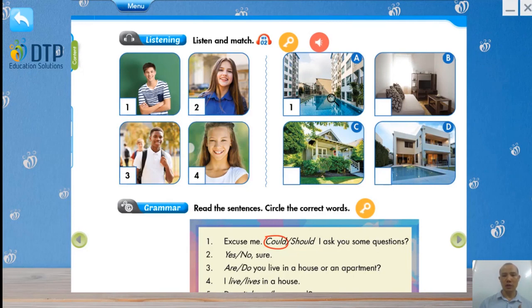Example picture number 1, a pool. And what is it? Apartment. Number 2, a small bedroom. Number 3, a house with a yard. And number 4, a big house with a pool.